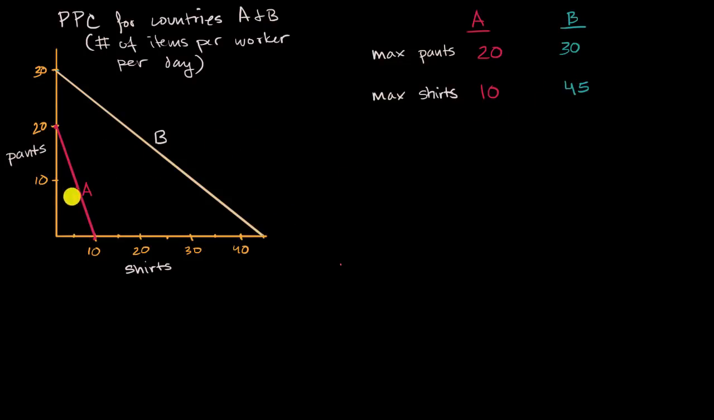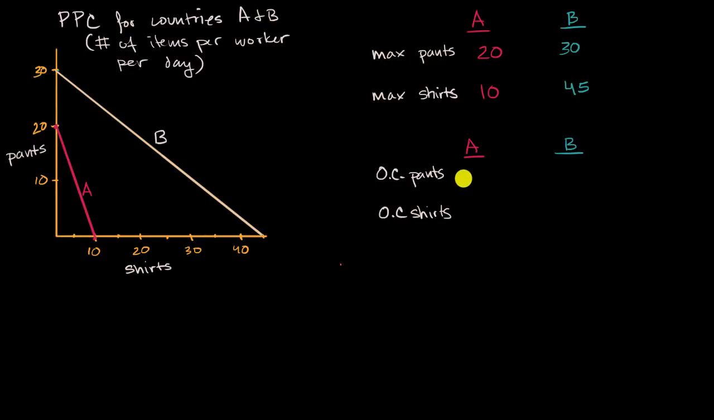Now, from either these production possibility curves or from this output table, because we have a constant opportunity cost, these production possibility curves are straight lines with a fixed slope, we can calculate the opportunity cost. So let's do that next. So this is country A, and then this is country B. And let me calculate the opportunity cost of pants. And let's calculate the opportunity cost of shirts.